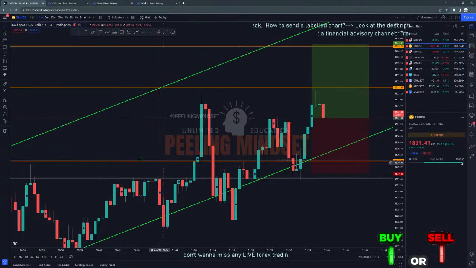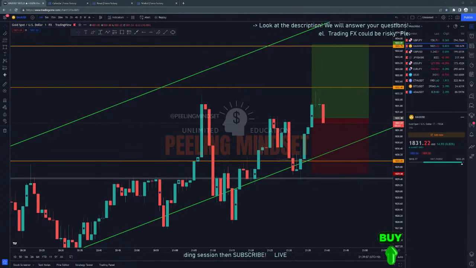And gold is super rangy. Honestly, no. Super duper rangy. Bad trade, I guess. I think it's just rangy, you know.